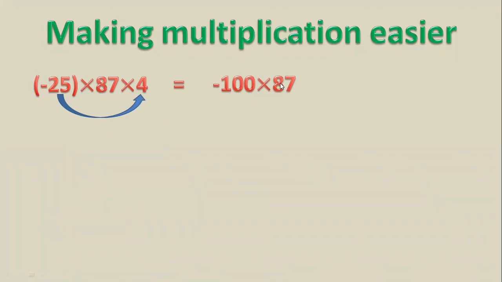So 100 into 87. Don't multiply 7 zeros are 0, 7 zeros are 0 like that. Write 2 zeros at the end. Then 87 ones are 87: minus 8700.